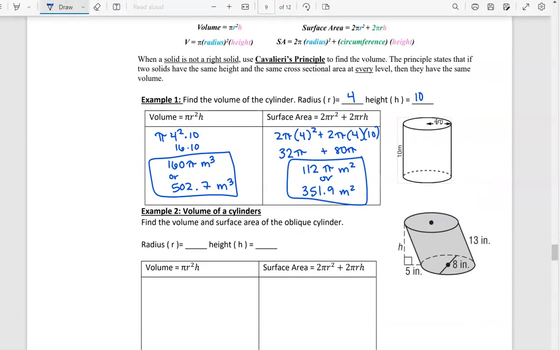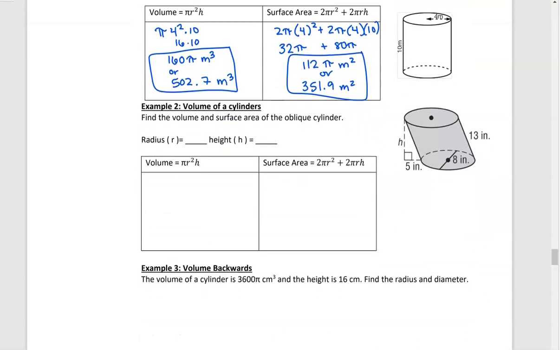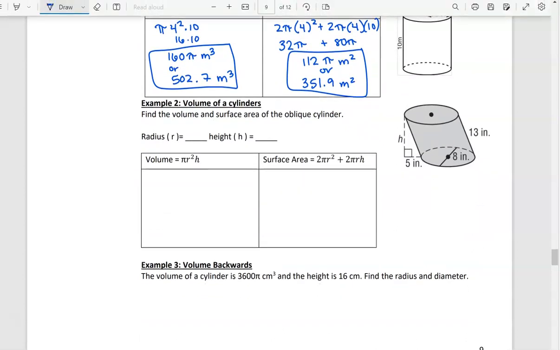So up here, when a solid is not a right solid, meaning it's kind of slanted, we use Cavalieri's principle to find the volume. And it just states if two solids have the same height and the same cross-sectional area at every level, then they will have the same volume. So we're going to treat it just like we would a normal right cylinder.